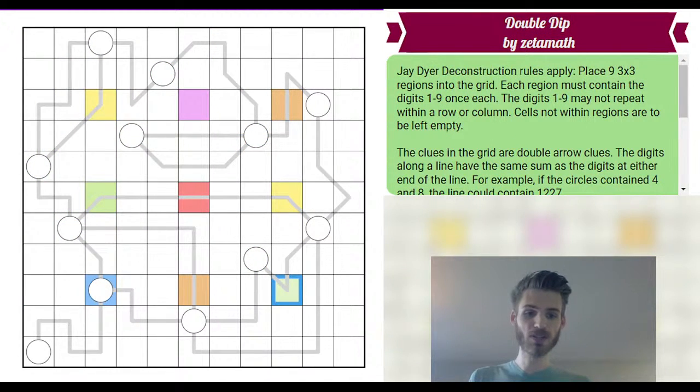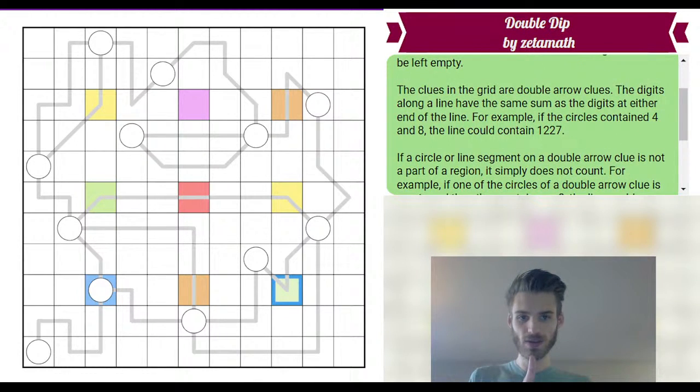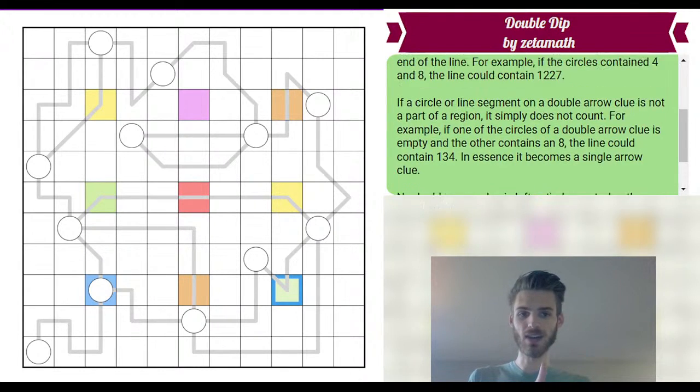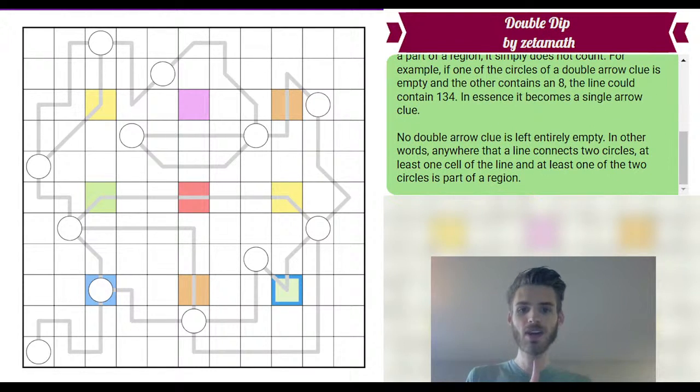Not really a rigorous proof, but every double arrow clue also has a cell. Yes, that's true. It says here, oh wait, that's the last line. I didn't scroll all the way down. No double arrow clue is left entirely empty.